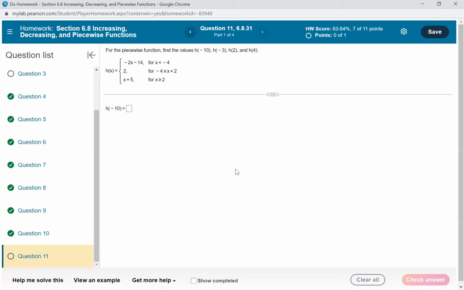And the equation they're giving me is h of x equals negative 2x minus 14 if my x is less than negative 4. It's going to equal 2 for negative 4 less than or equal to x less than 2. And then it's going to equal x plus 5 for any x's greater than or equal to 2. So I'm just going to do these on my pad real quick.